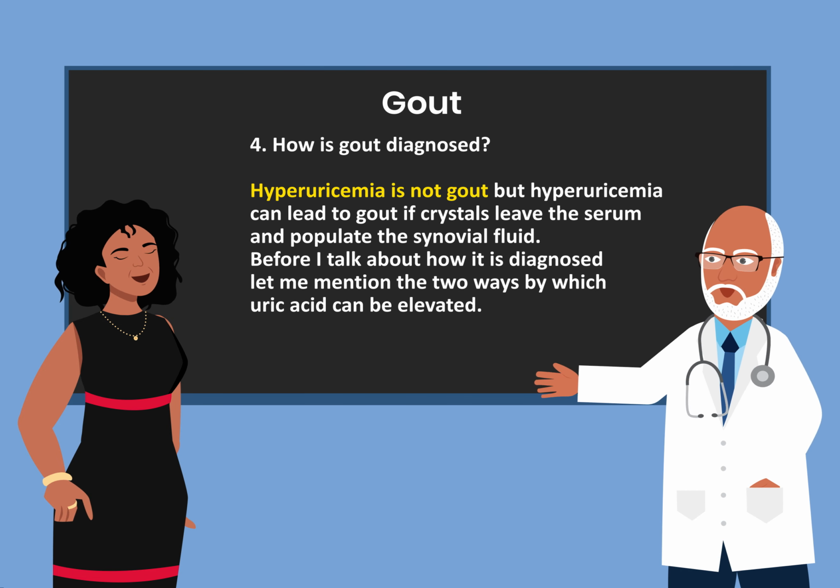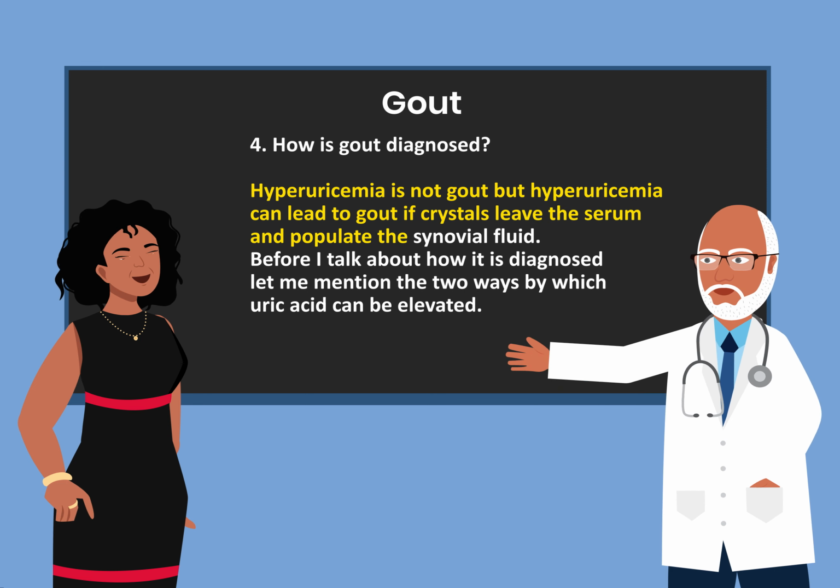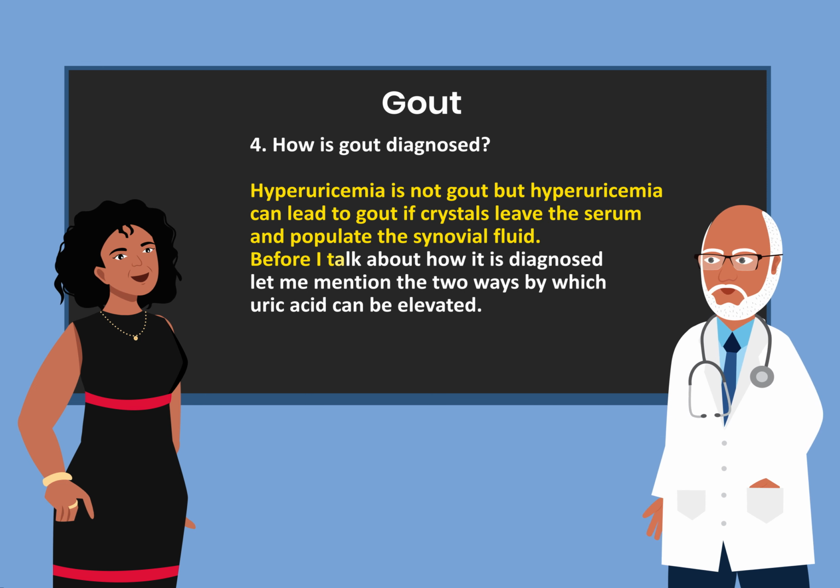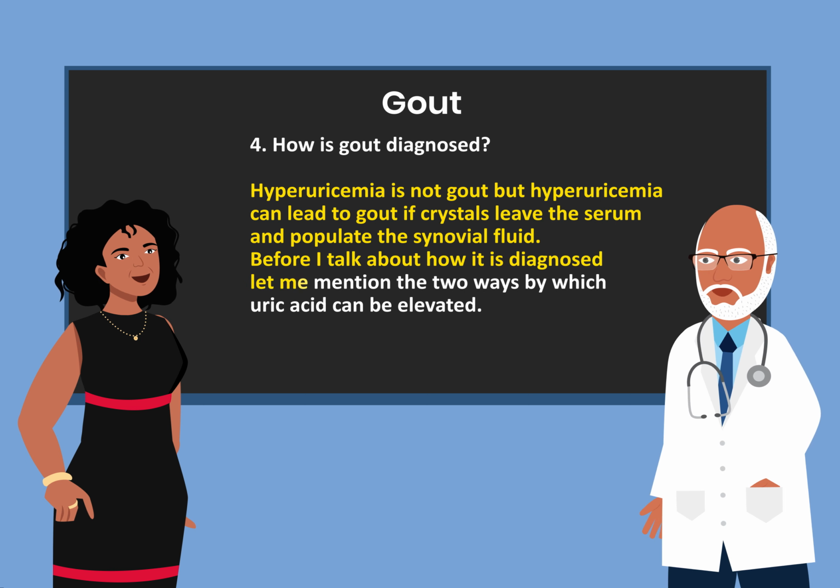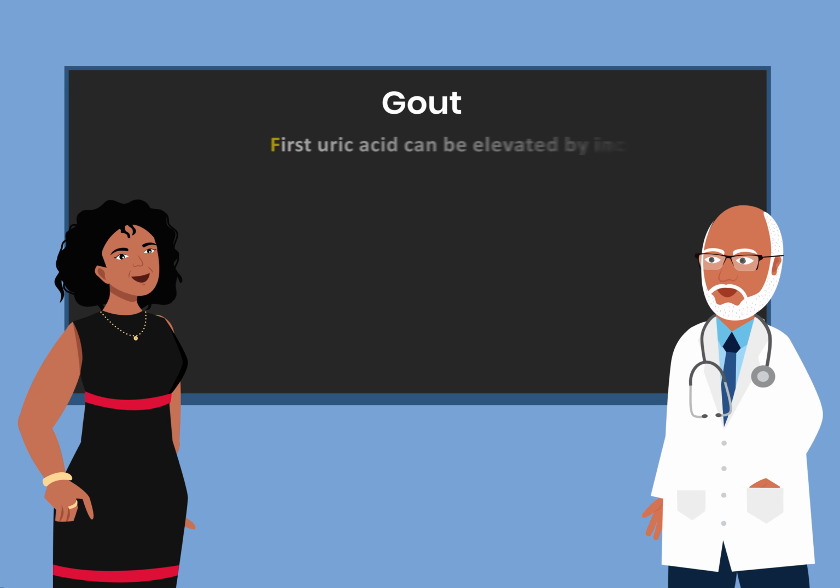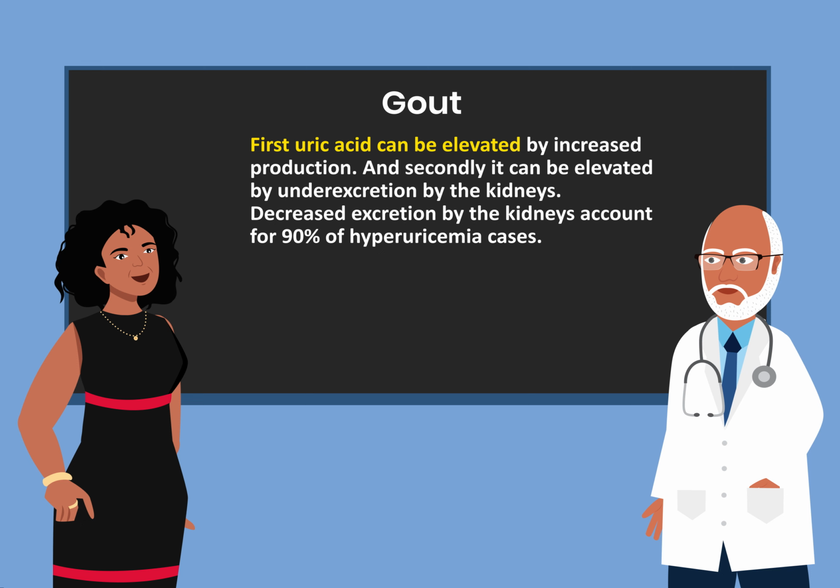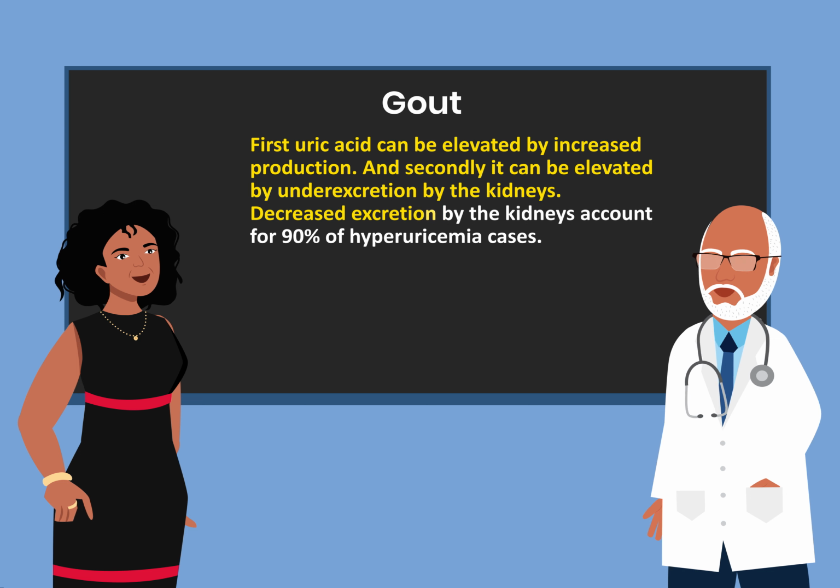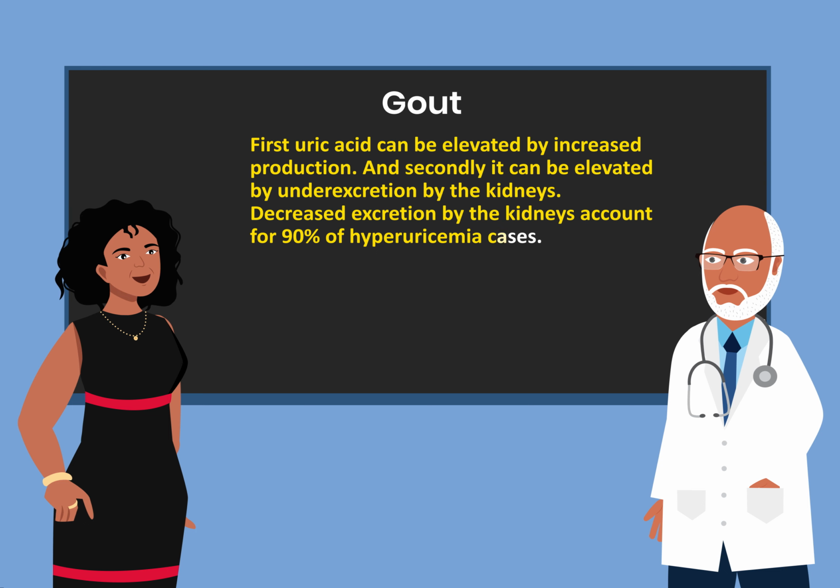Hyperuricemia is not gout, but hyperuricemia can lead to gout if crystals leave the serum and populate the synovial fluid. Before I talk about how it is diagnosed, let me mention the 2 ways by which uric acid can be elevated. First, uric acid can be elevated by increased production. And secondly, it can be elevated by under-excretion by the kidneys. Decreased excretion by the kidneys accounts for 90% of hyperuricemia cases.